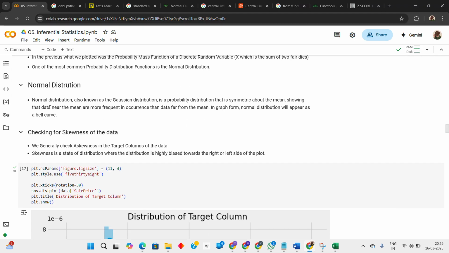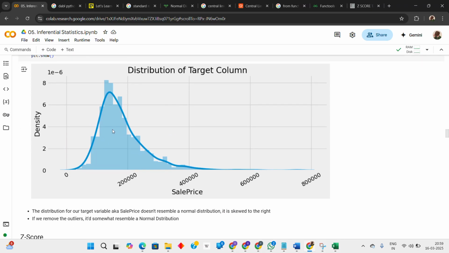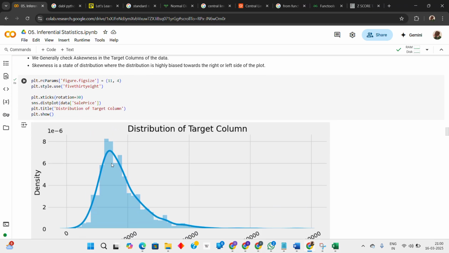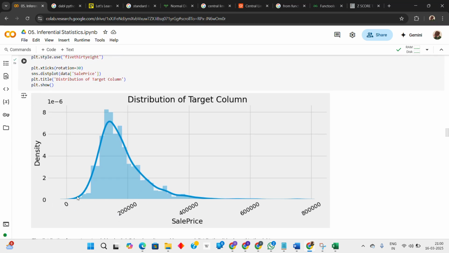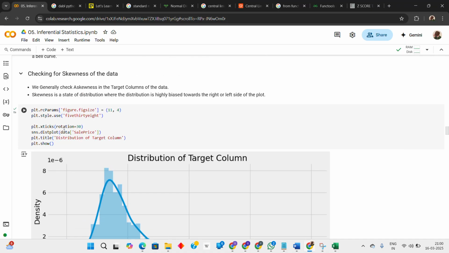Normal distribution is simply, here you can understand, a histogram with KDE. KDE is nothing but this line. Here you can see it started at 0 and ended somewhere around 80,000, I mean 8 lakhs maybe. If you calculate the mean of this data, I will show you the mean also. We are working on the sales price data, right? You can calculate the mean like this.